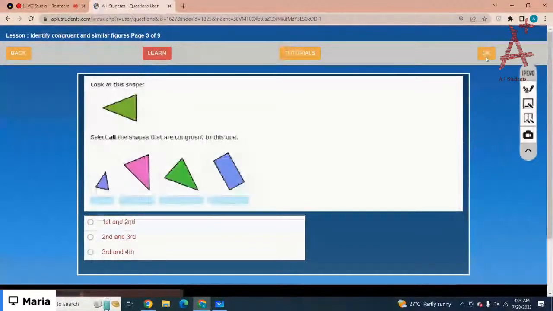Okay, look at this shape. Select all the shapes that are congruent to this one. So which is the correct option? The correct option is second and third. Got it? Because the second and third are congruent to the given one. Got it?